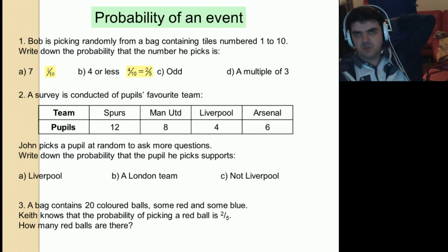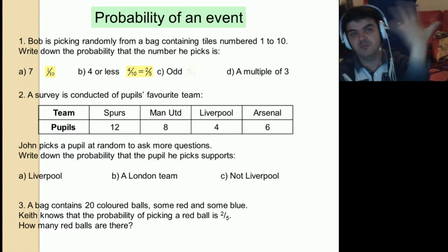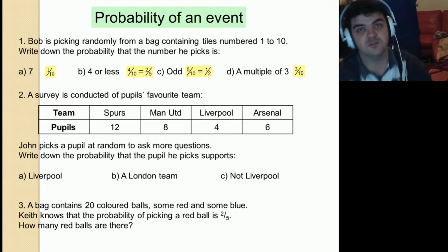An odd tile, well, what odd numbers are there in 1 to 10? There's 1, 3, 5, 7, 9. There's 5 of them. 5 out of 10, or a half. A multiple of 3. How many multiples of 3? 3, 6, 9. There's 3 of them, so 3 out of 10. And that would be the answer to those questions.